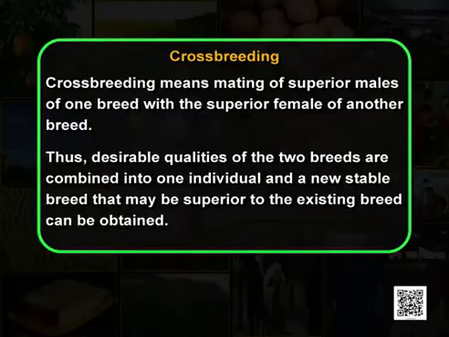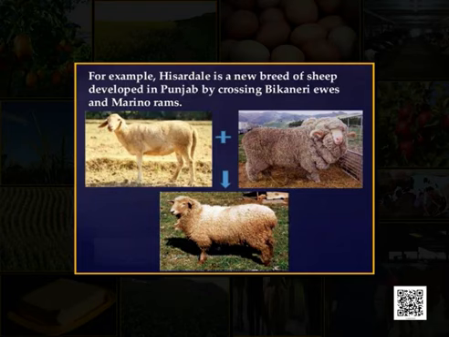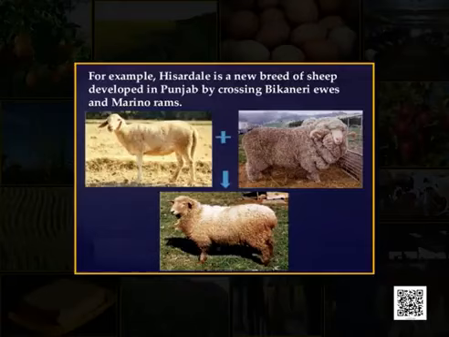Crossbreeding means mating of superior males of one breed with the superior female of another breed. Thus, desirable qualities of the two breeds are combined into one individual, and a new stable breed that may be superior to the existing breed can be obtained. A very good example of this is Hisardale, a new breed of sheep developed in Punjab by crossing Bikaneri ewes and Merino rams.